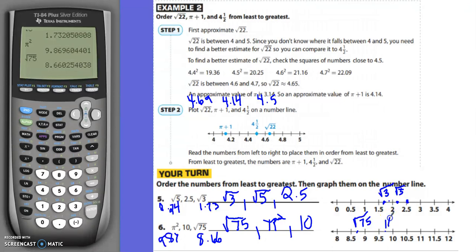So when we plot this, we'll have square root of 75, and then we'll have pi squared, and lastly 10. Okay. Flip it over to the back side.